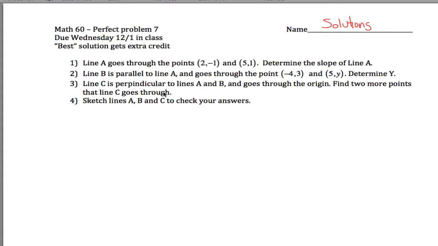Our solutions to perfect problem 7 for Math 60. There are 4 parts here. First part, we're told that a line goes through these points, (2, -1) and (5, 1), and we're asked to determine the slope of the line.